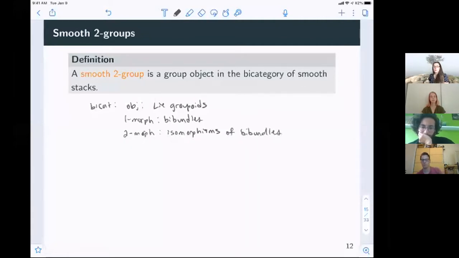Again, we're not really going to deal with the fact that our groups are smooth in what we're talking about today. But when we do talk about these group objects in a bicategory, because we're working in a bicategory, note that the group axioms are not going to actually hold on the nose. They hold up to a specified 2-isomorphism, which will have to satisfy certain compatibility conditions. So we can see all of the examples that we've looked at already as smooth 2-groups, which is really the important part that we want to take away.